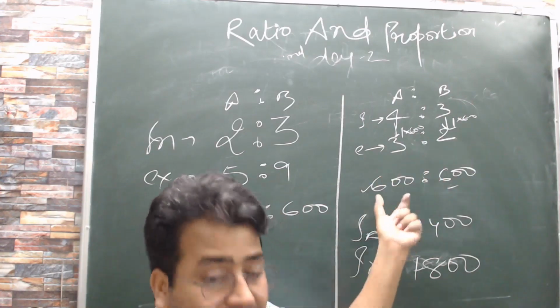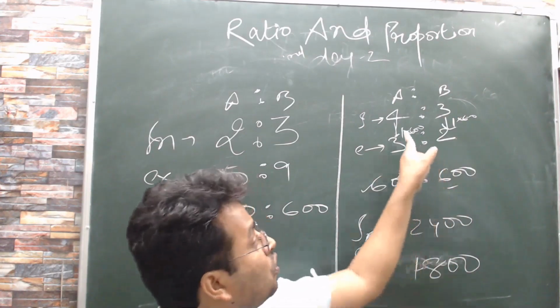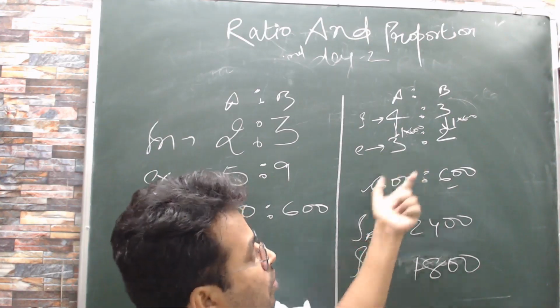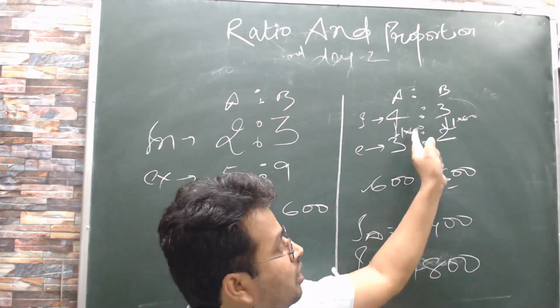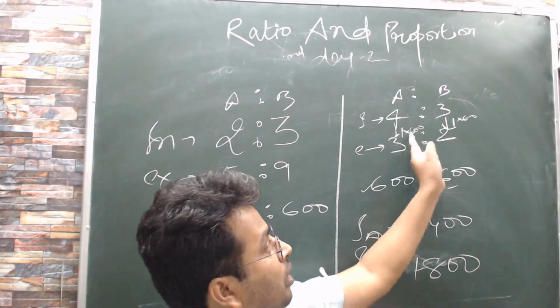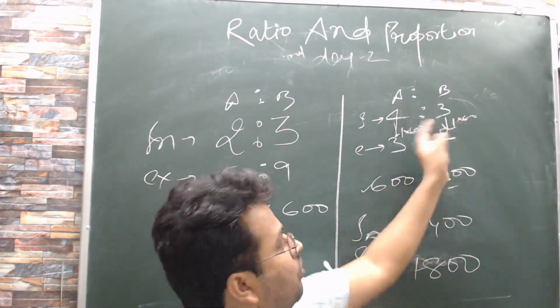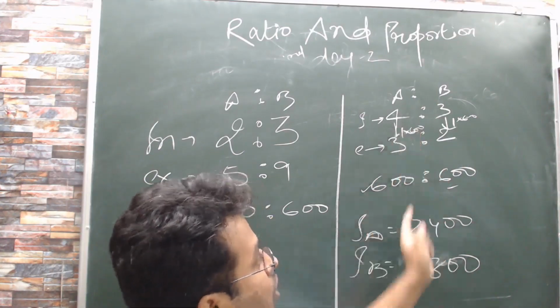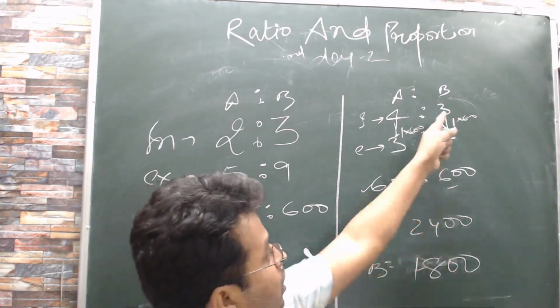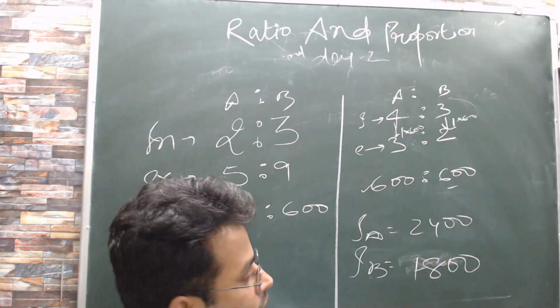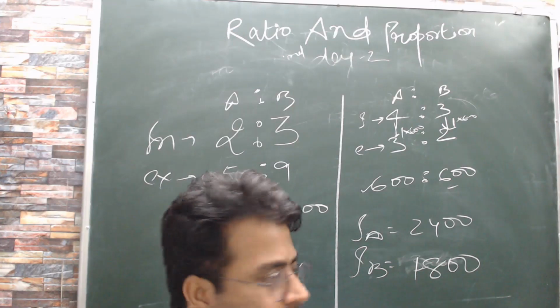But the question is saying he is saving 600. So this one is the saving, and it must be equal to 600. So multiply 600 here, here, here, here. Multiply everywhere. So income of A is 6 into 4, 2400. Income of B is 6 into 3, 1800, right?